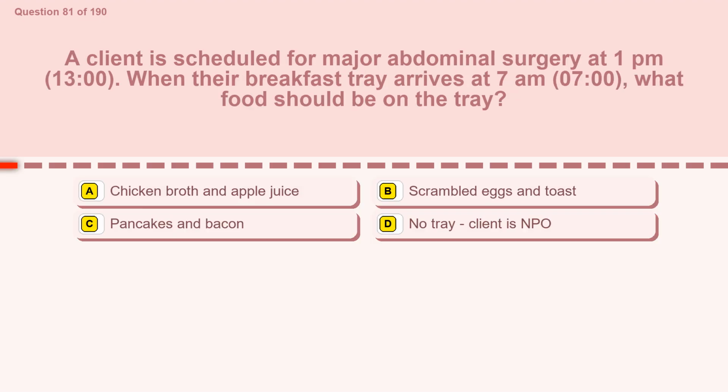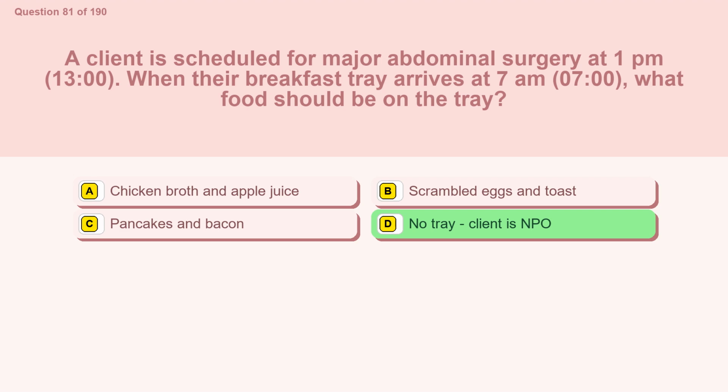Question 81. A client is scheduled for major abdominal surgery at 1 p.m., 1300 hours. When their breakfast tray arrives at 7 a.m., 7 o'clock, what food should be on the tray? Option A, chicken broth and apple juice. Option B, scrambled eggs and toast. Option C, pancakes and bacon. Option D, no tray, client is NPO.